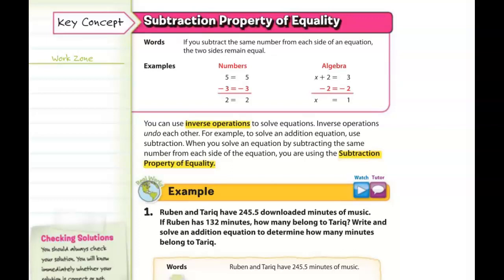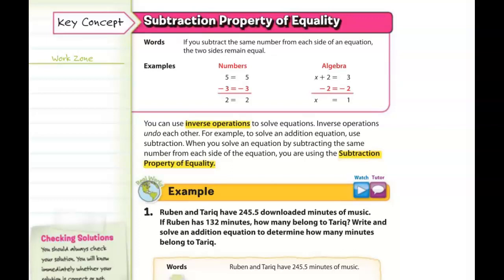All right, so for an example, if you have 5, it is equal to 5. But if you were to subtract 3 from both sides, you would then have 2 on each side, and it's still equal. 5 equals 5, 2 equals 2. And for what it's worth, negative 3 is equal to negative 3 as well.